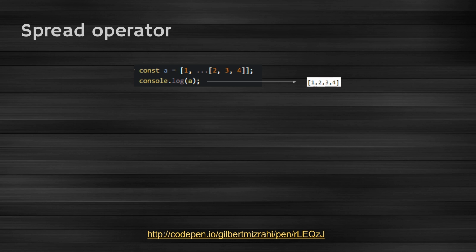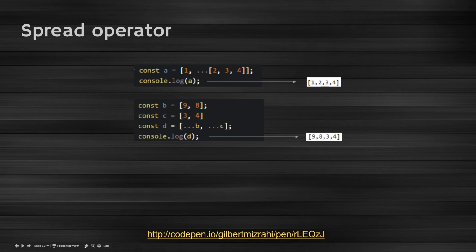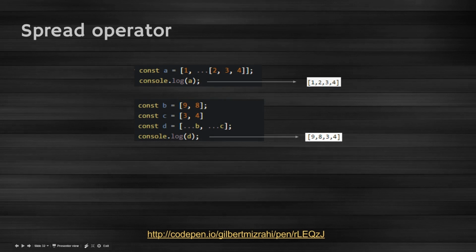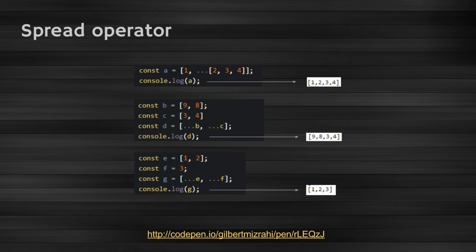This may seem like not much, but it's super versatile and useful. For instance, instead of concatenating two arrays, you can write const B equal one array, const C equal another array, and then const D, it will be spread operator B, spread operator C. It will return the concatenation of both of those arrays. So it will return an array with the items 9, 8, 3, 4, as we see here. Interestingly, it works also with empty arrays. So we could have an empty array there, and that will work.